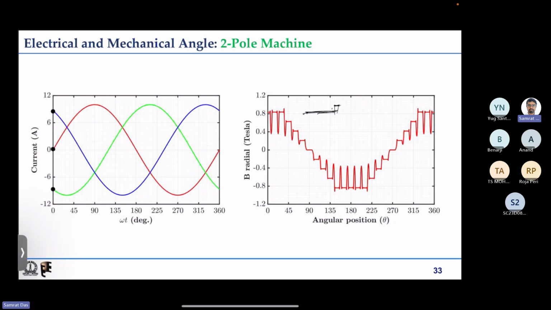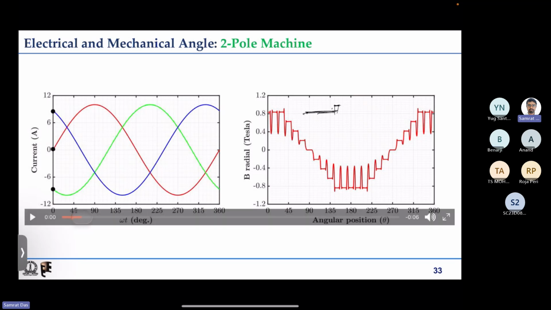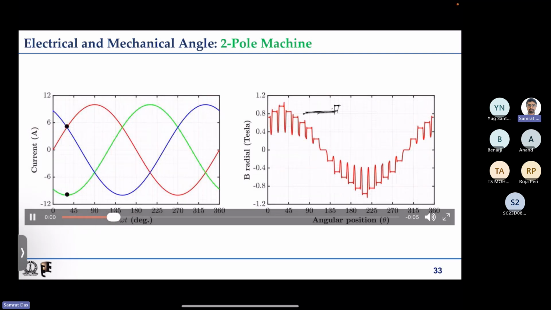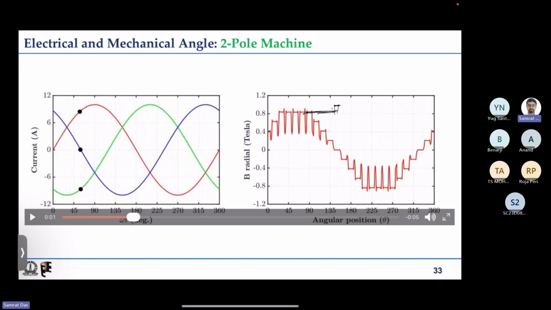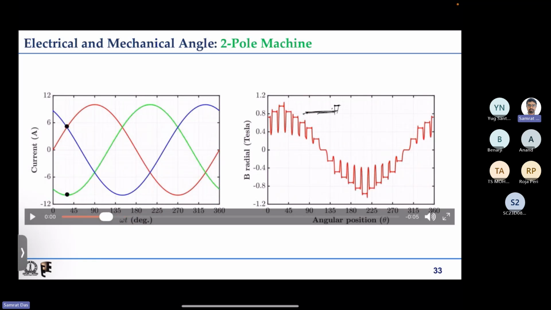And actually it will not shift as abruptly as it seems in this animation, because I am only doing it at discrete points. It will not be as discrete as it looks. But yes, this comes directly from the MMF distribution.